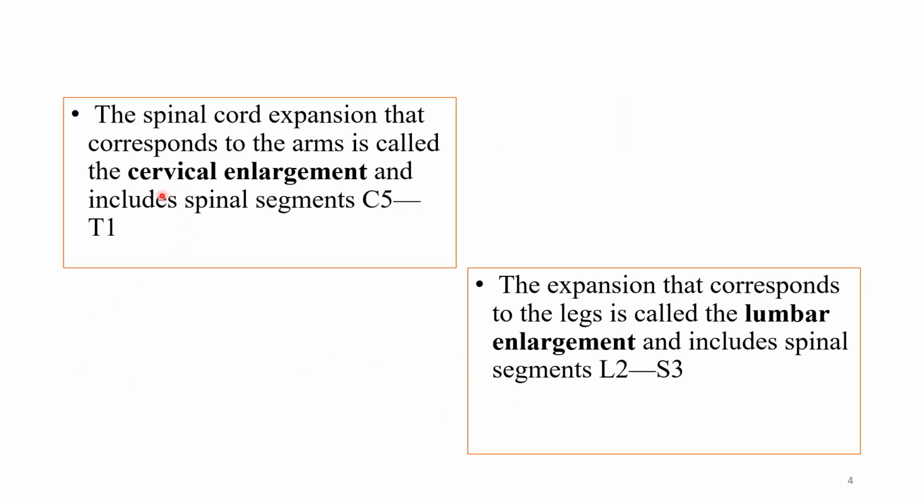So from where to where is the cervical enlargement? It is from C5 to T1 position. It corresponds to the supply to the arms, so it is enlarged there from C5 to T1. It is called cervical enlargement. Whereas the lumbar enlargement is from L2 to S3. This expansion corresponds to the supply to the legs, so the spinal cord is enlarged there. It is called lumbar enlargement.